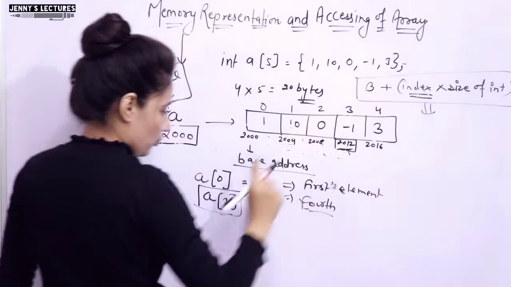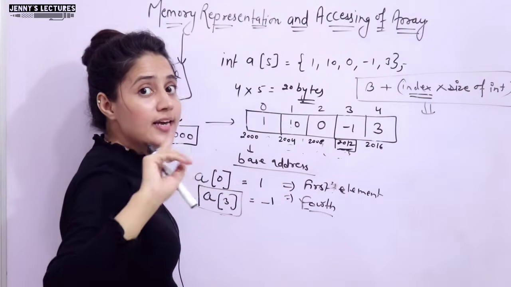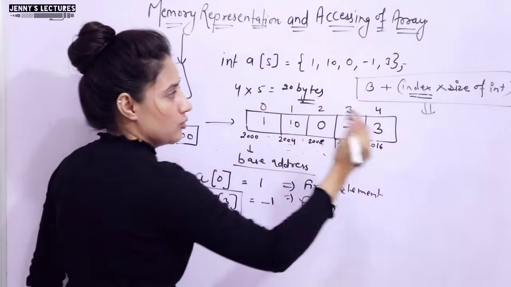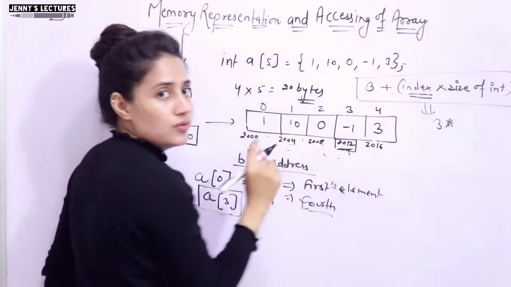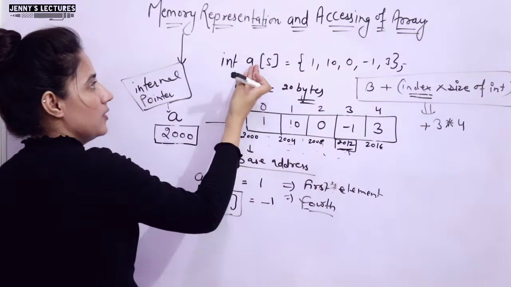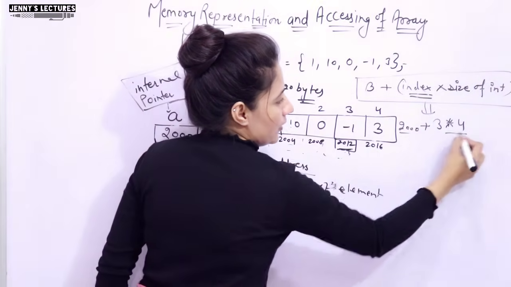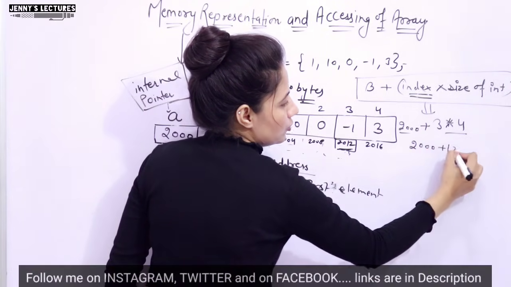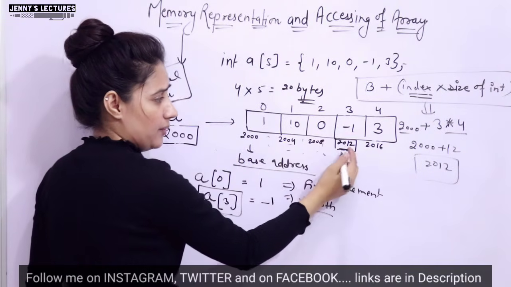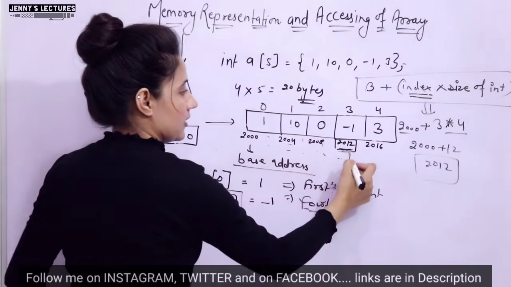Now suppose I want to access the fourth element. For the fourth element, everybody knows the index would be 3, because the index starts from 0. So the index is 3 into size of integer. I am taking 4 bytes here, plus the base address stored in the array name, that is 2000. So you can calculate 2000 plus 12, and as you can see, the address of the fourth element is this one. So directly we can access this data.